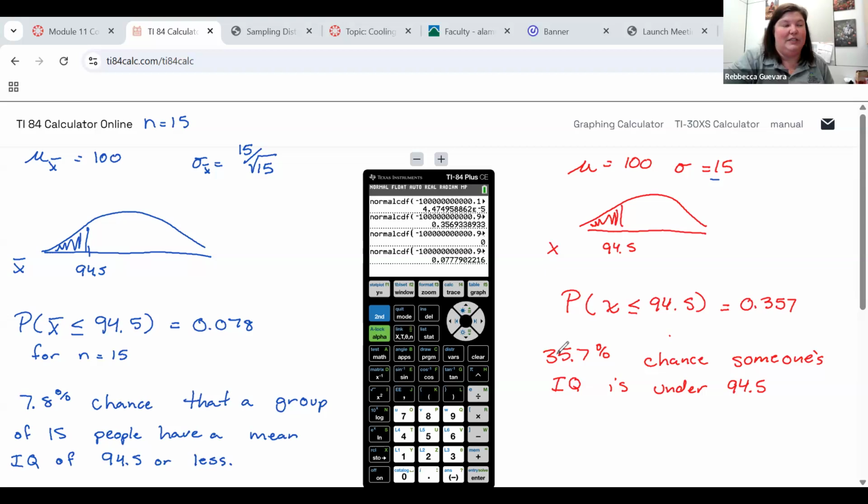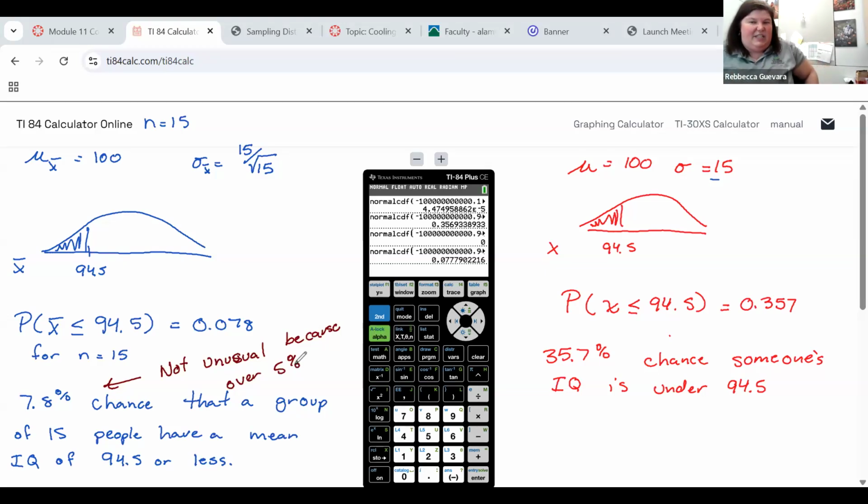It's not improbable. It's not unusual because it's above 5%. So not unusual, because the probability of occurring is over 5%. I still expect it. I don't expect it nearly as much as having one person have an IQ of 94.5 or less. But it's not completely unusual.